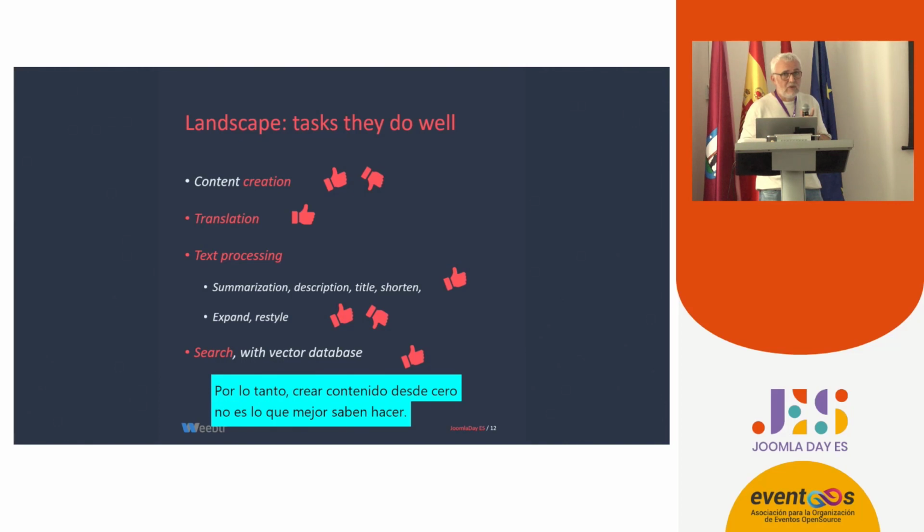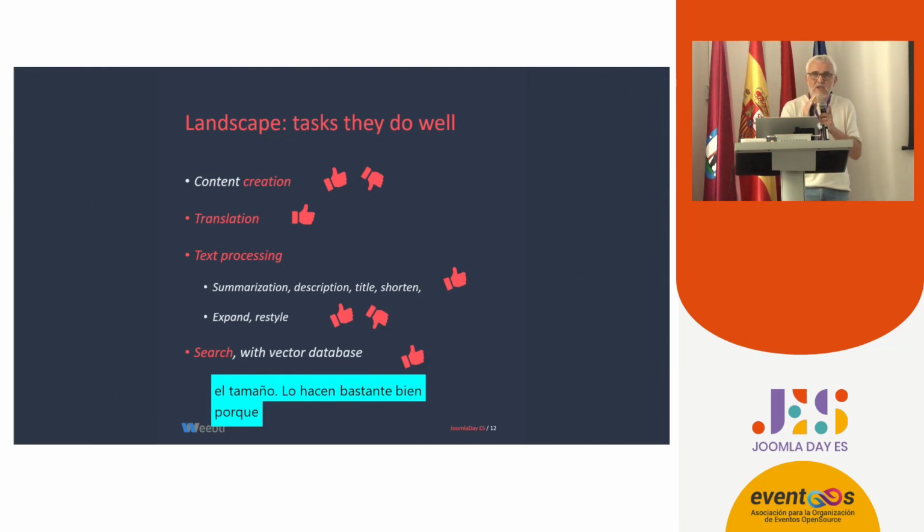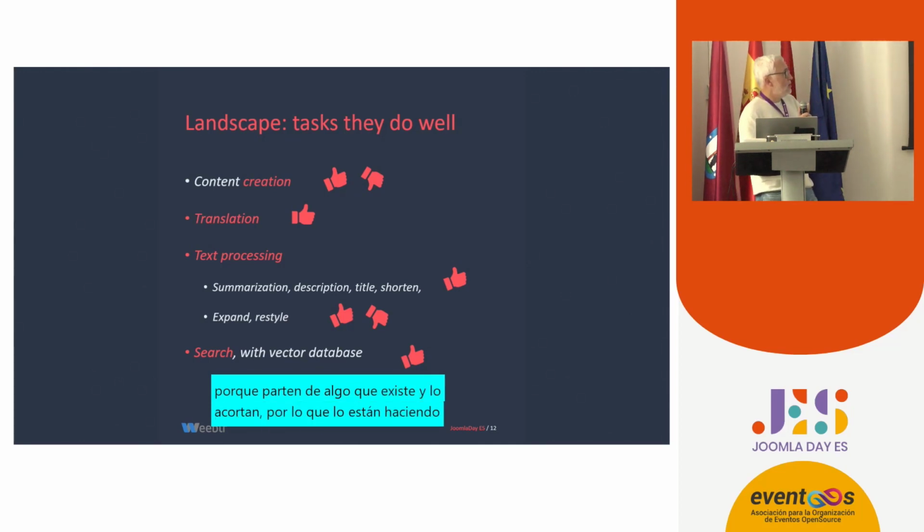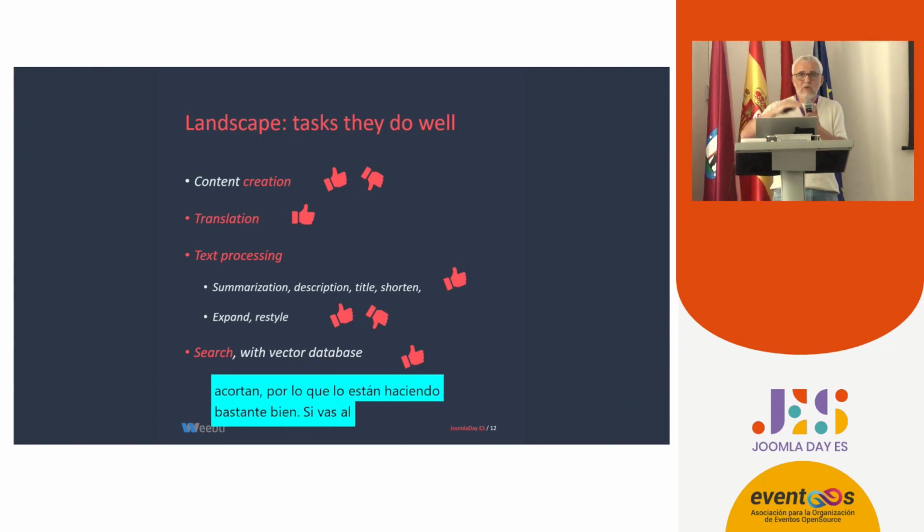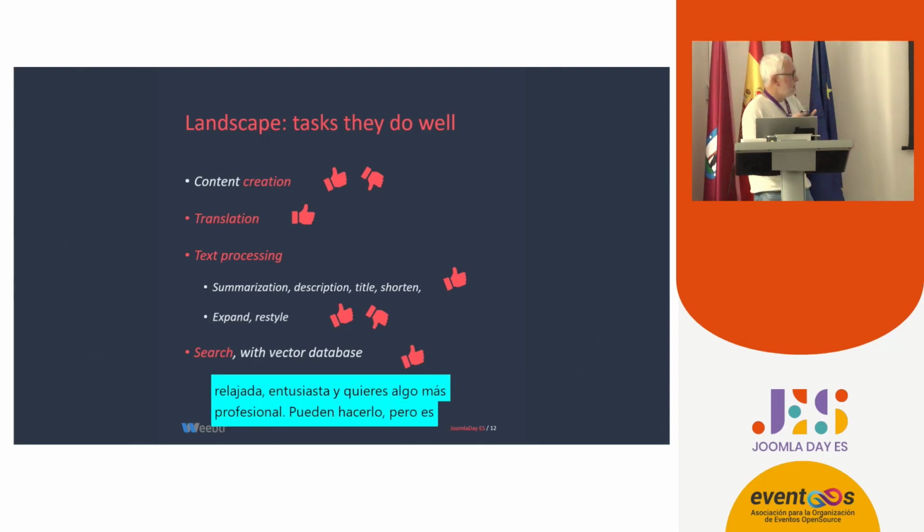Translation, it works very well. Text processing, that is things like providing you with a summary, writing a description, writing a title, or reducing in size, they do pretty well because they start from something that exists and they shorten it. If you go the other way around, you want to expand, you have a little bit of text, you want them to write something longer with more details, it's not so good. And if you ask them, for instance, to restyle, that is, I have a piece of content written in a really relaxed, enthusiastic way, and you want something more professional, they can do that, but again, it works or it doesn't work, so you have to see.